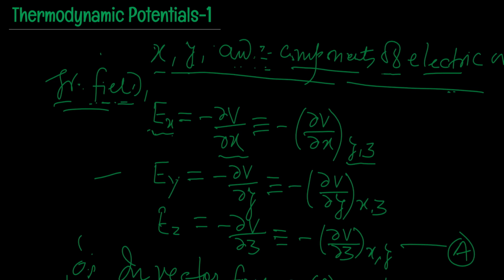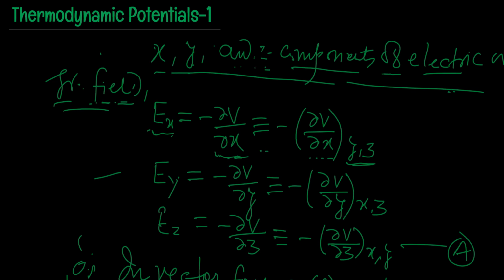And you have definitely studied in your lower classes that Ex equal to minus del V del x, or equivalently we can write it as minus del V del x at constant y and z. As we have taken partial differentiation, it is understood that if we differentiate with respect to x, y and z are constant, so we may or may not mention the symbols y and z.